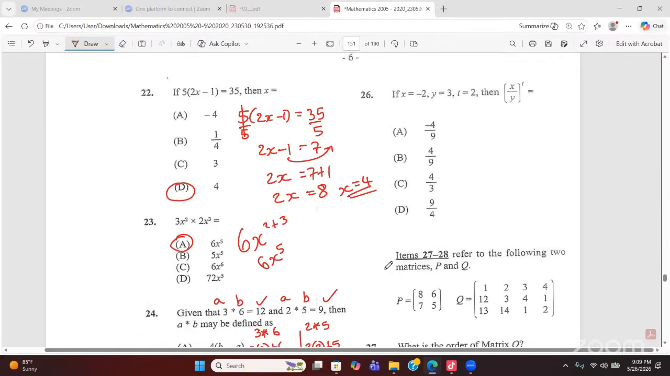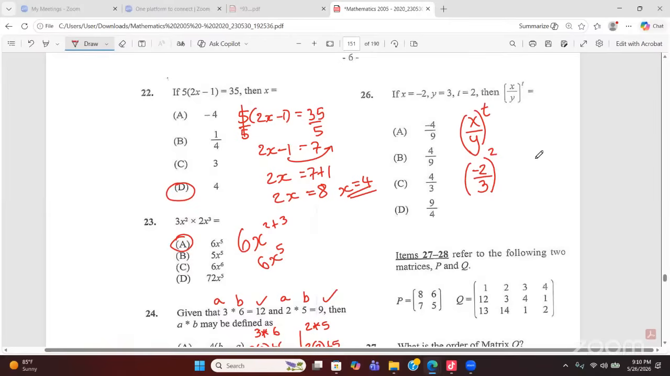26. Question 26 says if x is equal to negative 2, y is equal to 3, and t is equal to 2, then what are we doing? We're doing x divided by y, and this is raised to the power of t. So x is divided by y, then we're going to raise that to the power of t. Now, in this case, your x is negative 2, so we put negative 2 and divide this by y, but y is 3, and then you raise that to the power of t. T is 2.